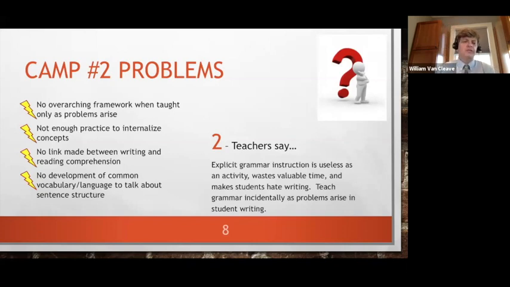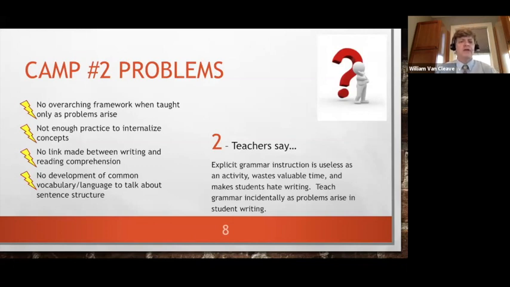Also, one of the problems is that we really haven't made a link when we do these incidental coverage pieces between writing and reading comprehension. And one of the most fascinating and important pieces of syntax instruction is this really powerful connection we have between sentence writing and sentence understanding.